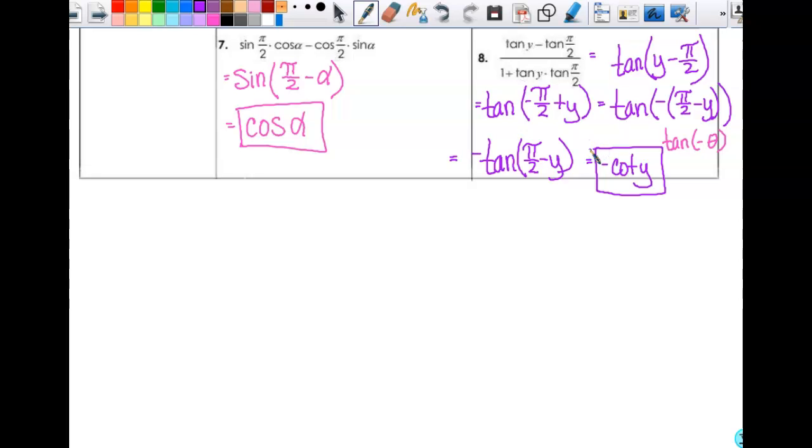Bless you. What questions do you have? We all good so far? So there's your simplifying. So now we're going to do some proving.